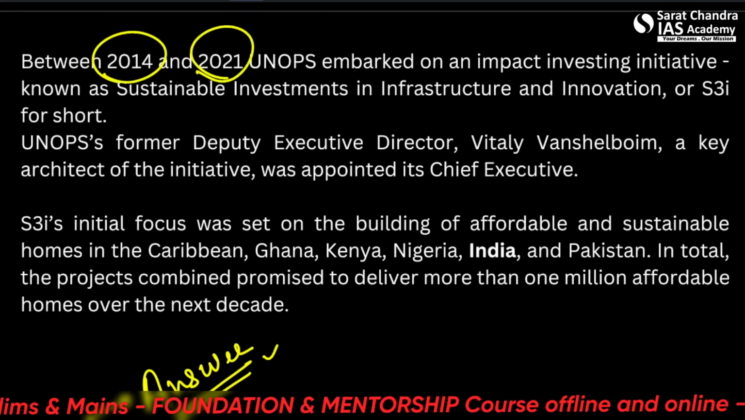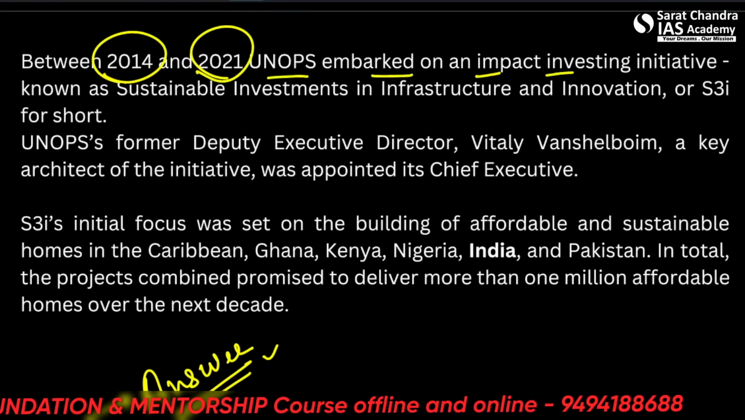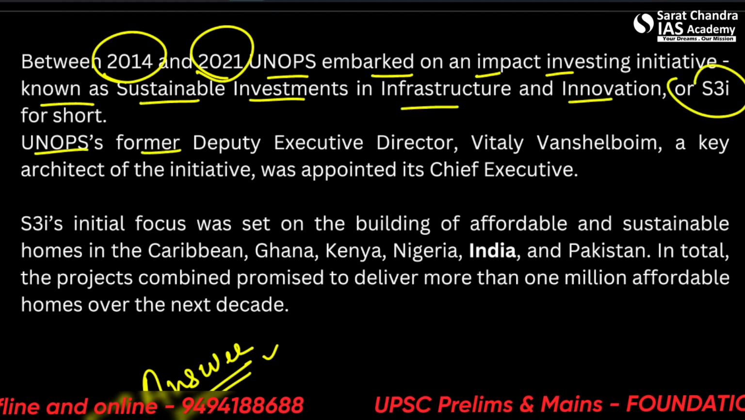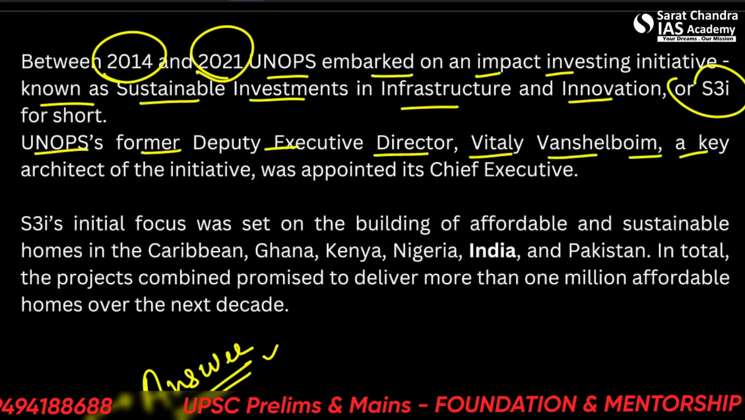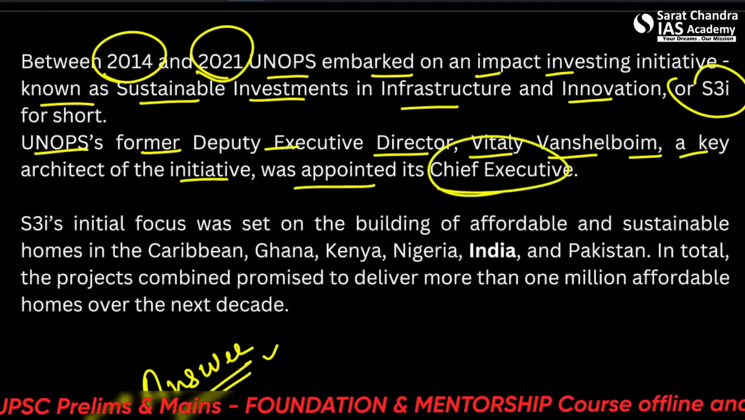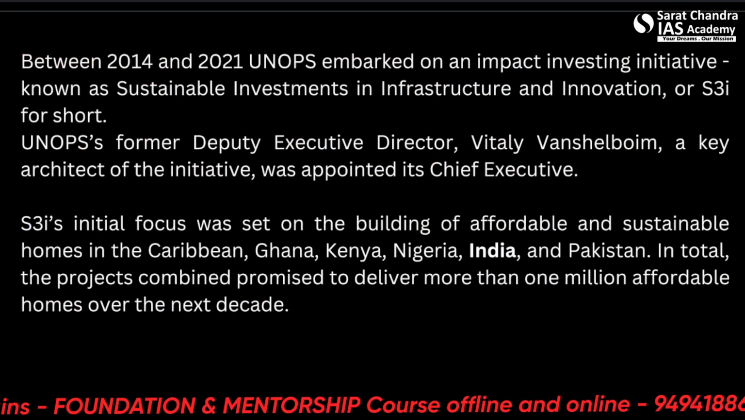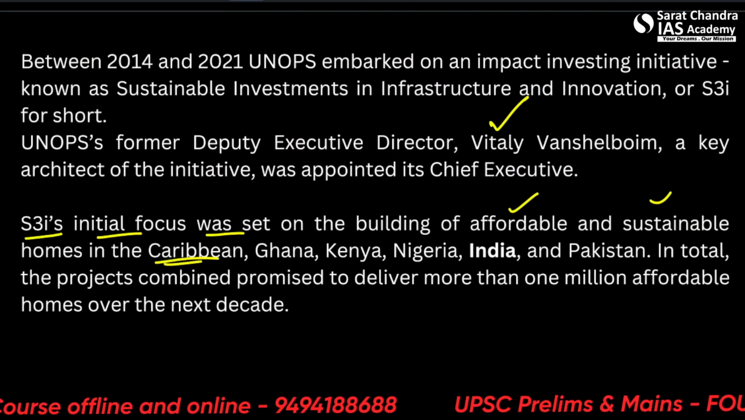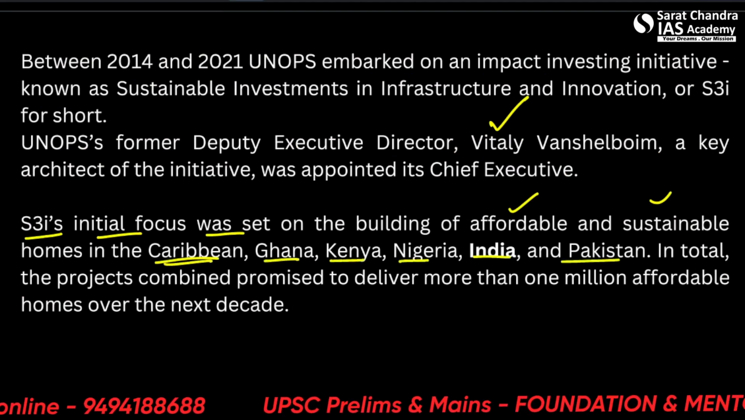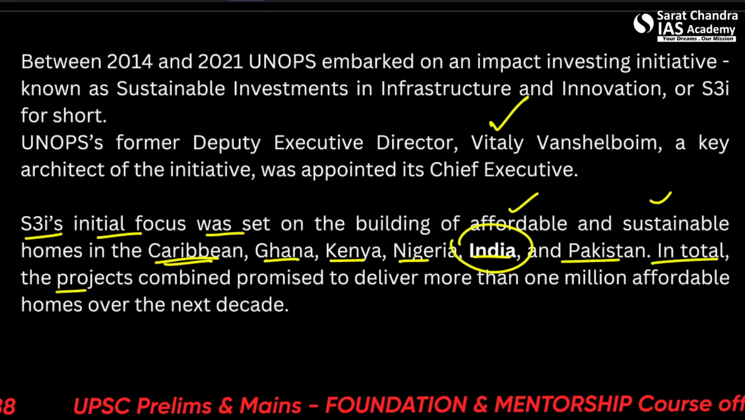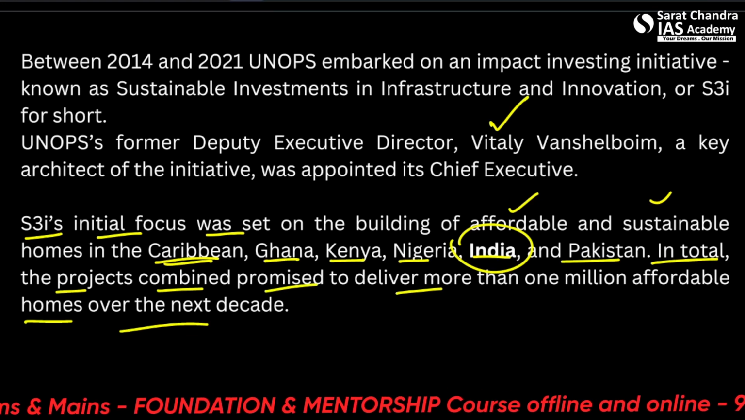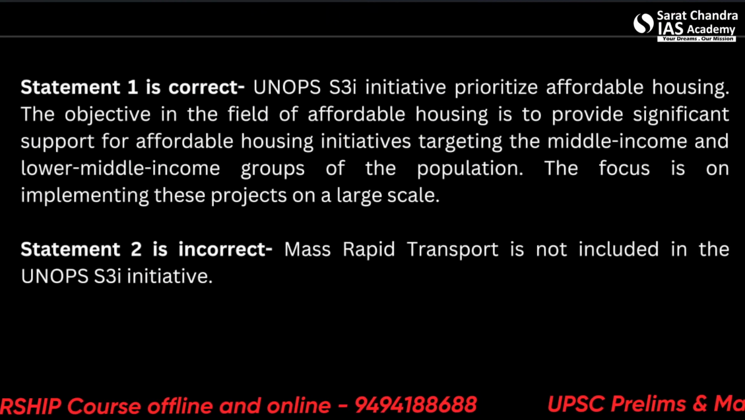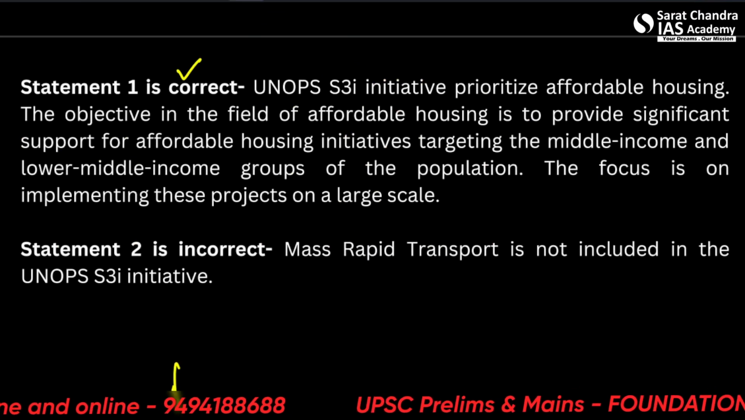Between 2014 and 2021, UNOPS embarked on an impact investing initiative known as Sustainable Investment in Infrastructure and Innovation, or S3I. UNOPS former Deputy Executive Director Vitaly Vanshelboim, a key architect of the initiative, was appointed as its Chief Executive Officer, CEO of the S3I initiative. Just remember the name of this person. S3I's initial focus was set on building affordable and sustainable homes in the Caribbean, Ghana, Kenya, Nigeria, India, and Pakistan. So India is also a part of this. In total, the projects combined promise to deliver more than 1 million affordable homes over the next decade. Decade means a period of 10 years. So statement 1 is correct. Statement 1 was about affordable housing.